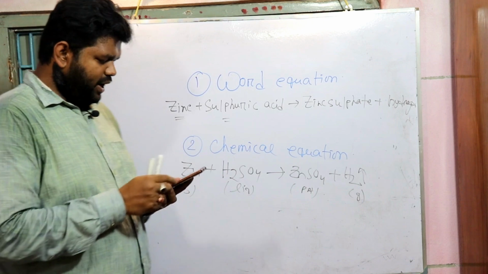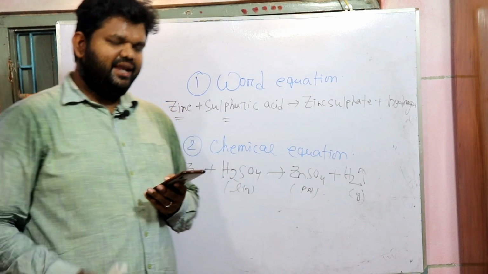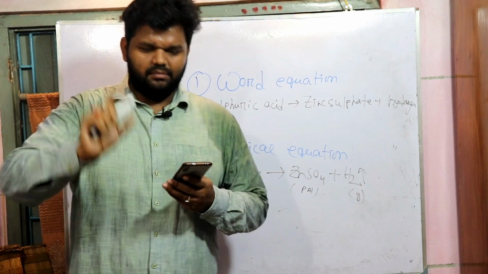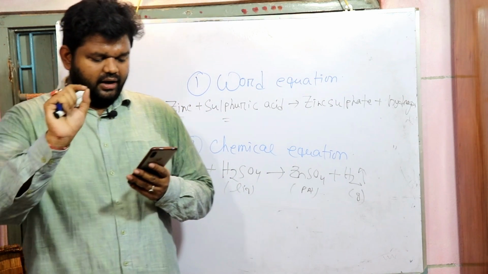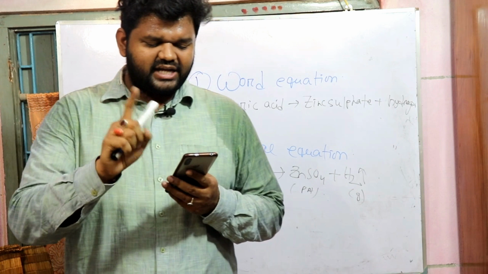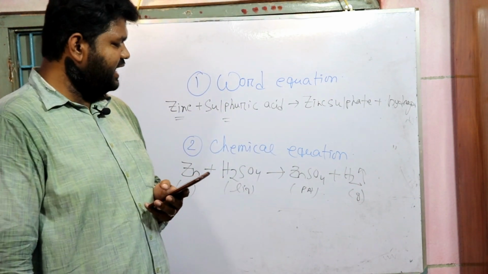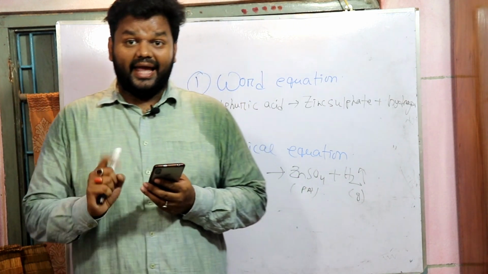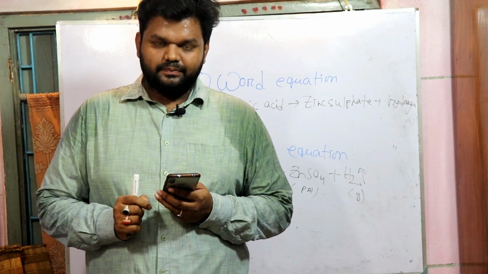Now write some points. Make a heading: chemical equation. I am giving you some data to write. Number 1, under chemical equation: a chemical reaction can be represented by a chemical equation.